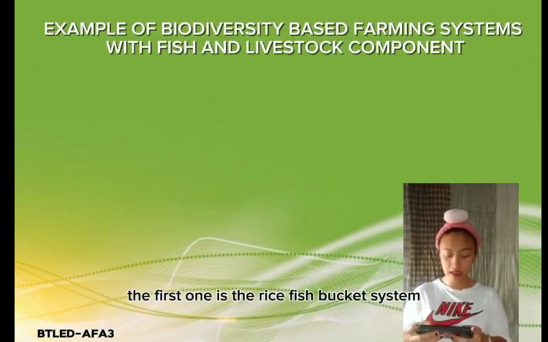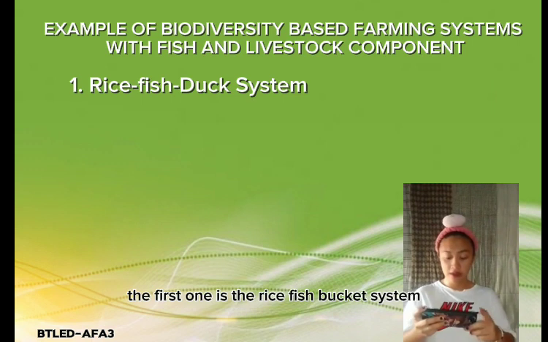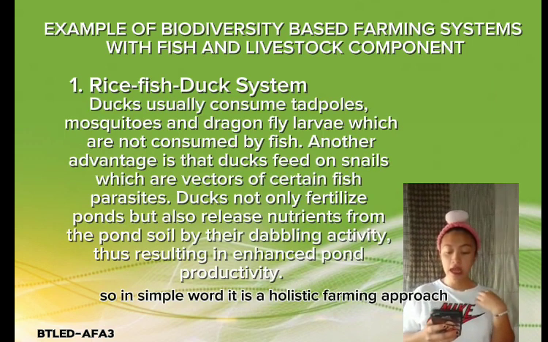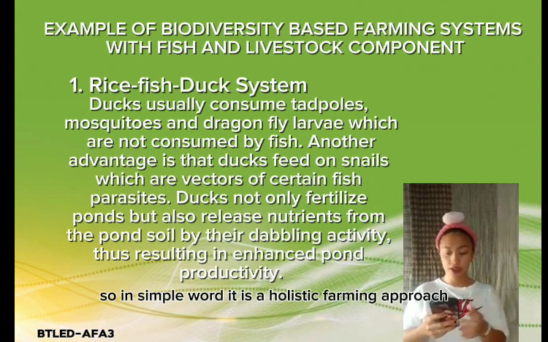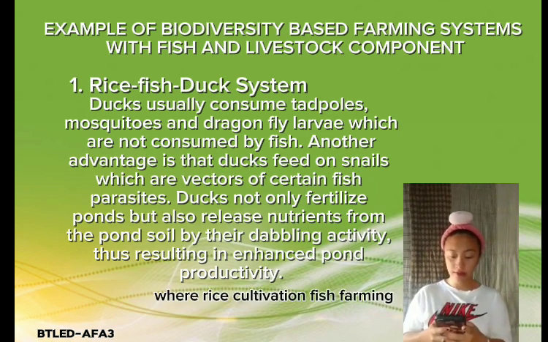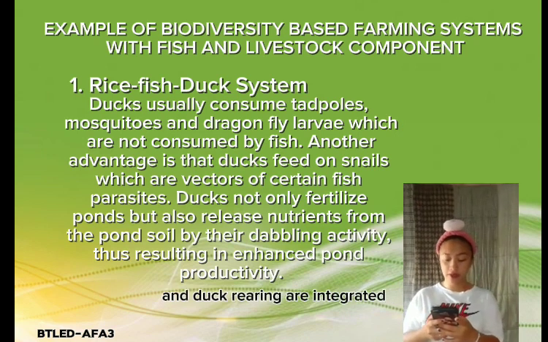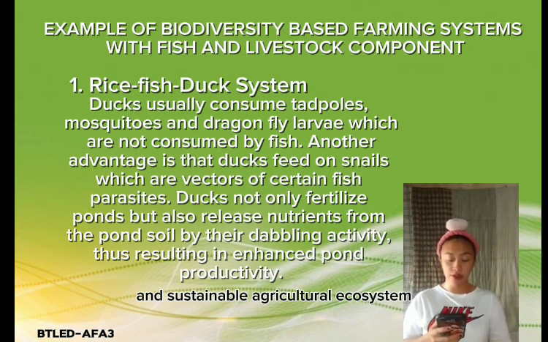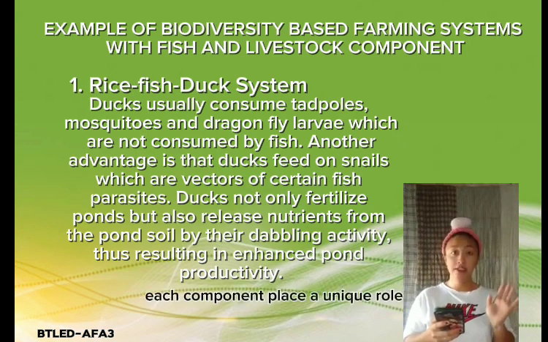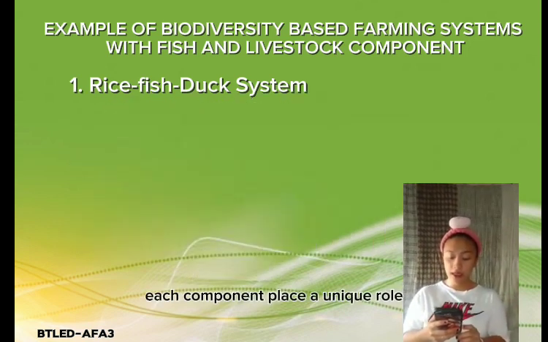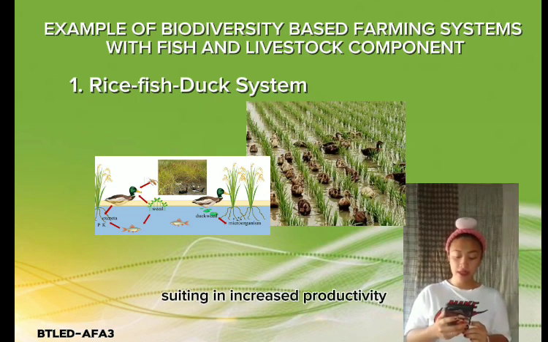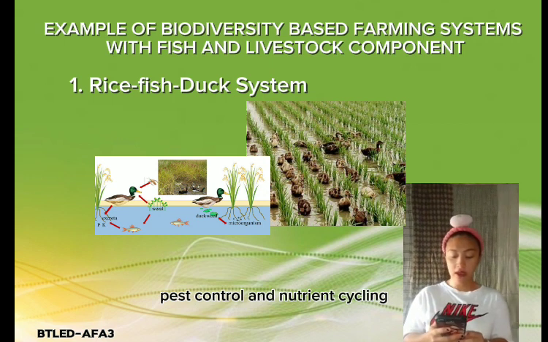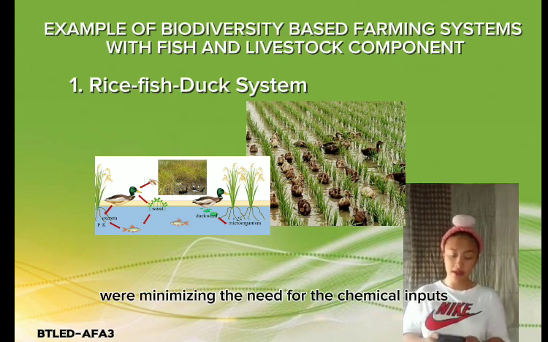The first one is the rice-fish-duck system. In simple words, it is a holistic farming approach where rice cultivation, fish farming, and duck rearing are integrated to create a balanced and sustainable agricultural ecosystem. Each component plays a unique role in supporting the others, resulting in increased productivity, pest control, and nutrient cycling while minimizing the need for chemical inputs.